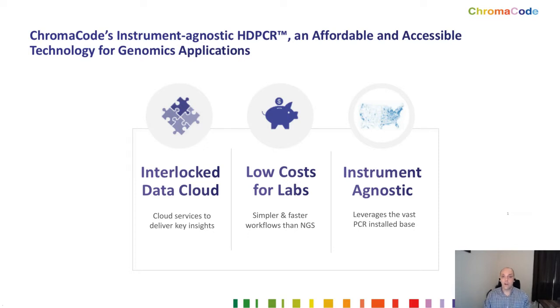A key component of our assay is that we are a qPCR and digital PCR assay development company. We sell the reagents. We also utilize an Interlock data cloud for analyzing the data. So you upload your data to the cloud, you get back a report that tells you what targets are present in that sample. This keeps costs low for the labs. This is also instrument agnostic, so whichever PCR instrument you have on hand is the one that you can use for this assay.